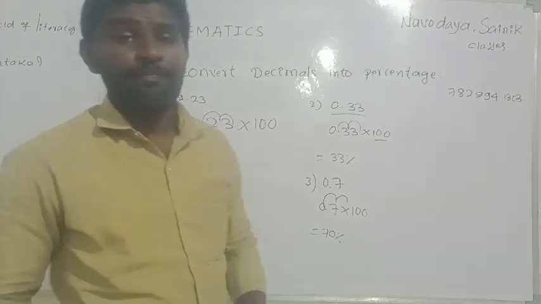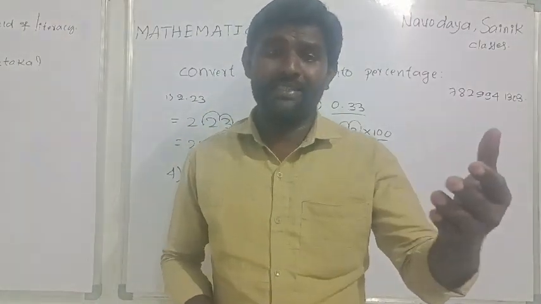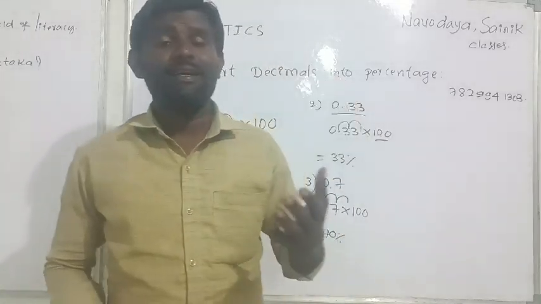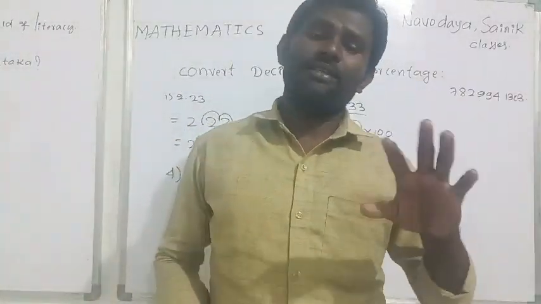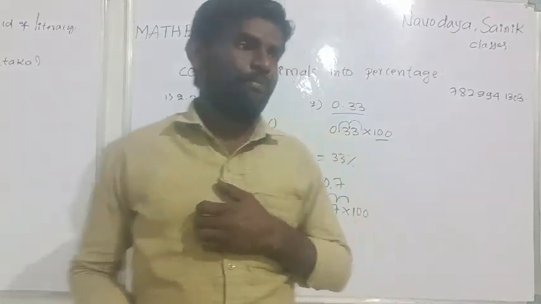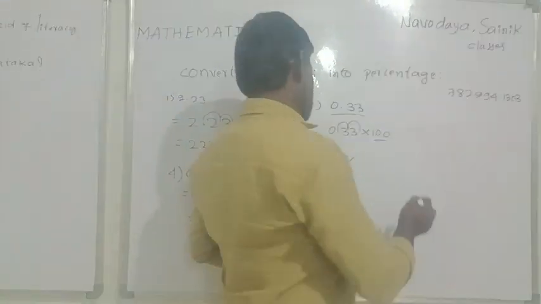Now you have to tell me: 0.3 is 30%, 0.2 is 20%, 0.5 is 50%, 0.7 is 70%. I hope you understood very clearly. One more example we have done.